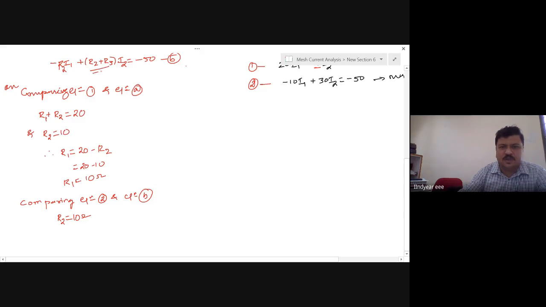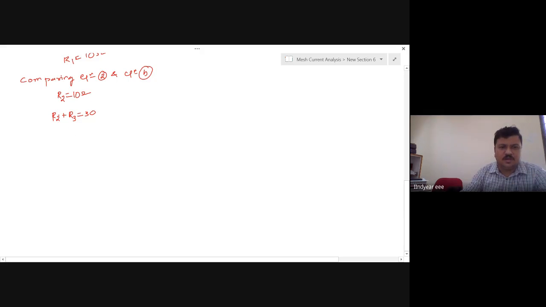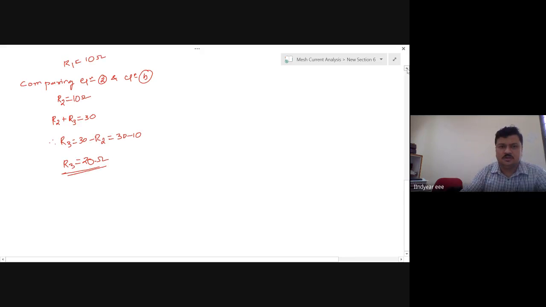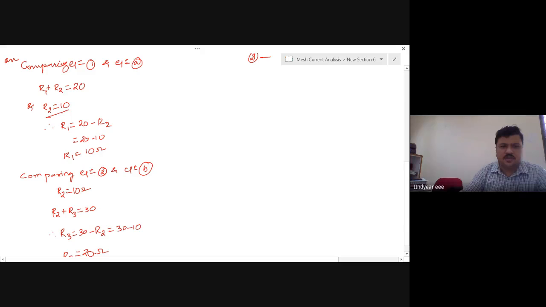Comparing equation B: R2 plus R3 is equal to 30. I know what R2 is. Therefore R3 is equal to 30 minus R2, that is 30 minus 10, equal to 20 ohms. So R3 is 20, R2 is 10, R1 is 10.